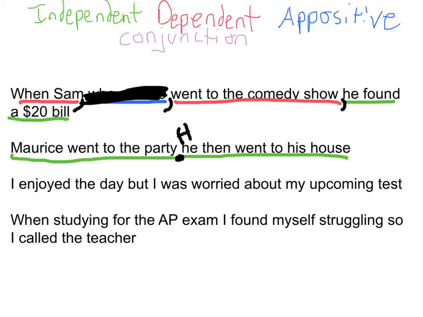I enjoyed the day, but I was worried about my upcoming test. So depending on your class, all right, this is where we start to see the use of the conjunction. Our independent clause, I enjoyed the day. Our other independent clause, I was worried about my upcoming test. But is our coordinating conjunction, and our comma goes there.